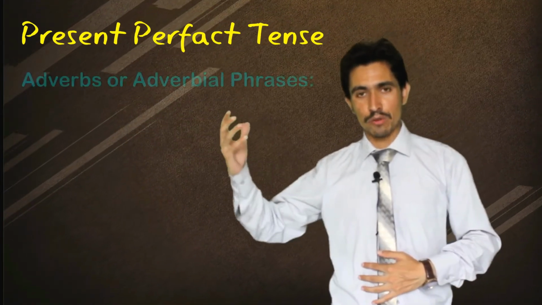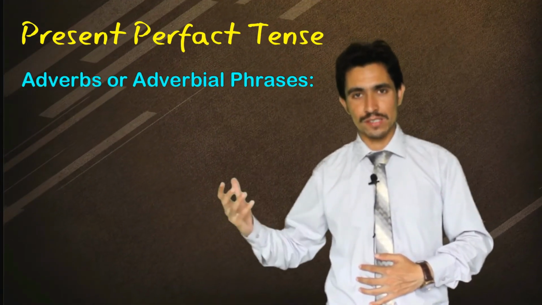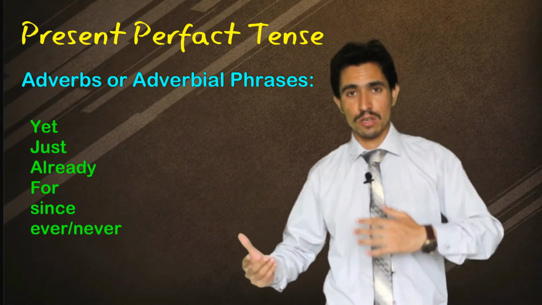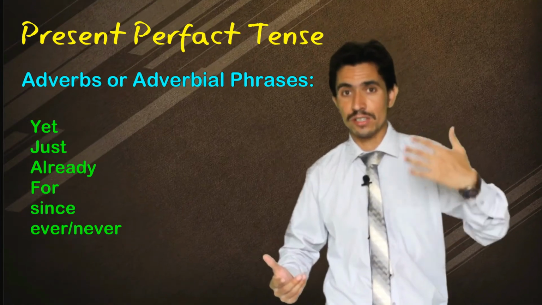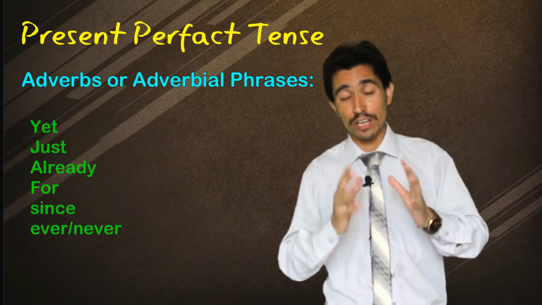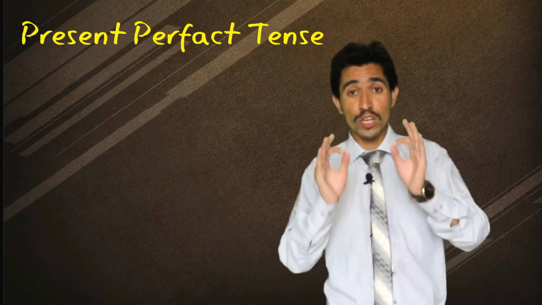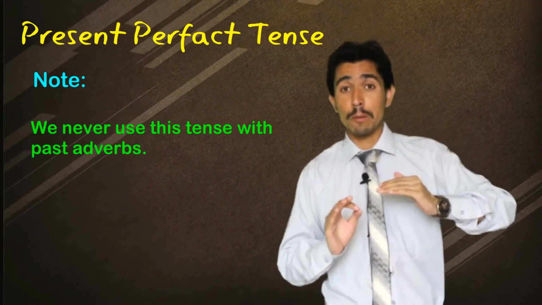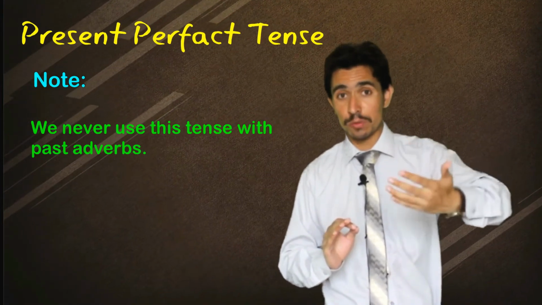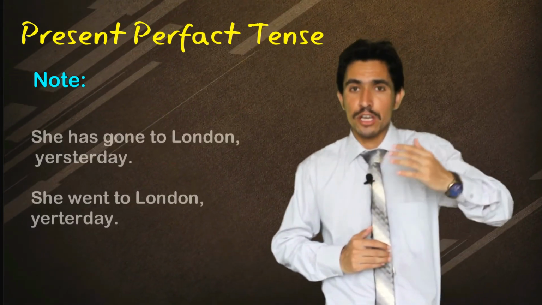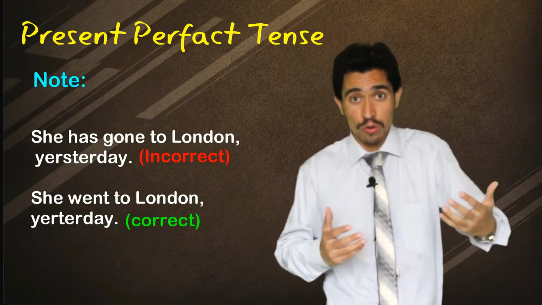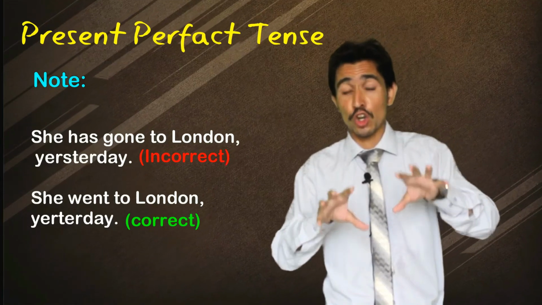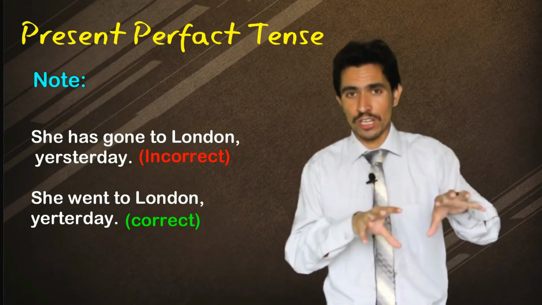Now there are some adverbs or adverbial phrases. This is a list of adverbs which can be used with present perfect tense. And one thing must be kept in your mind, that we never use present perfect tense with past adverbs. For example, she has gone to London yesterday. No, she went to London yesterday. We use simple past, not present perfect.